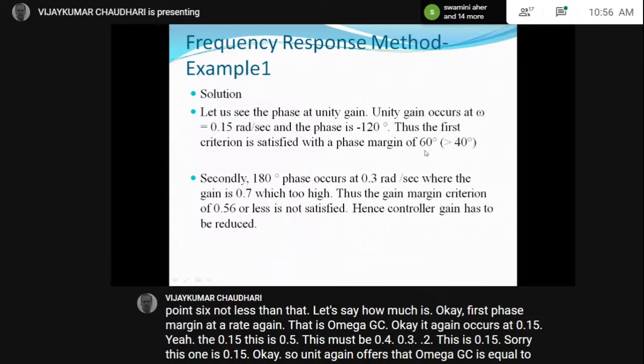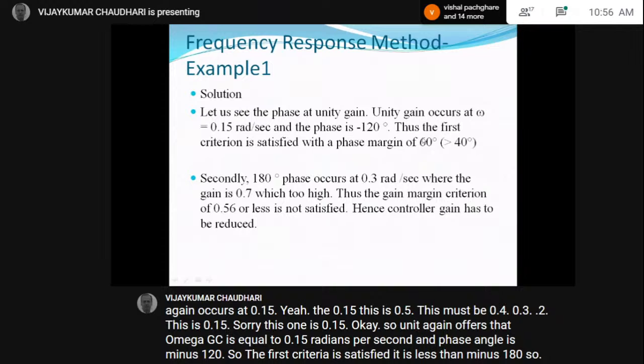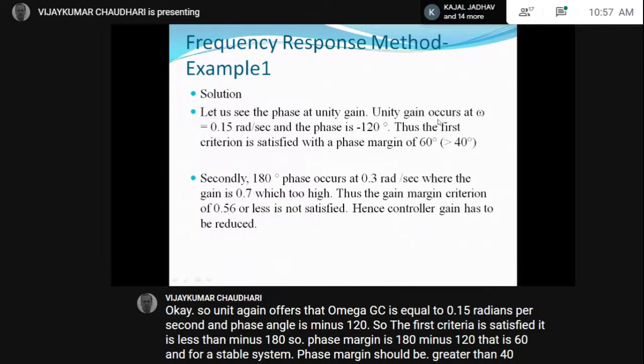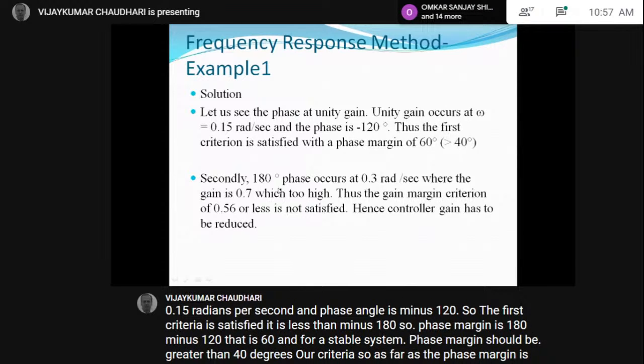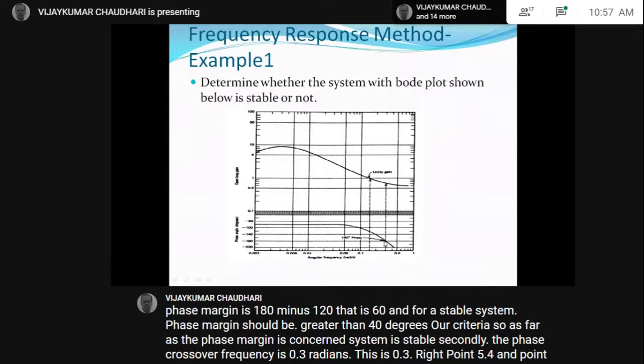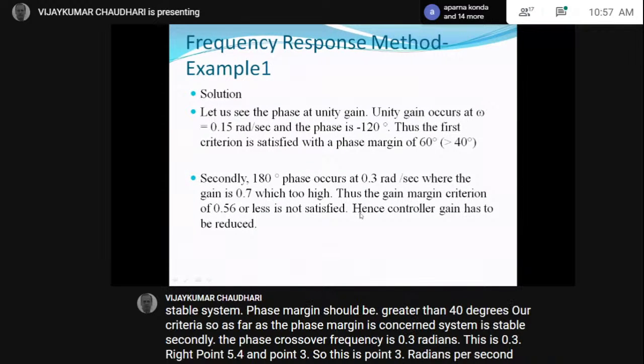So phase margin is 180 minus 120, that is 60. And for a stable system, phase margin should be greater than 40 degrees, our criterion. So as far as the phase margin is concerned, the system is stable. Secondly, the phase crossover frequency is 0.3 radians. This is 0.3, right? 0.5, 0.4, and 0.3. Omega PC is 0.3 radians per second, where the gain is 0.7.